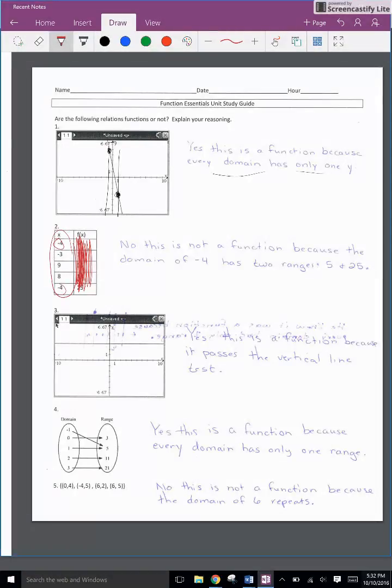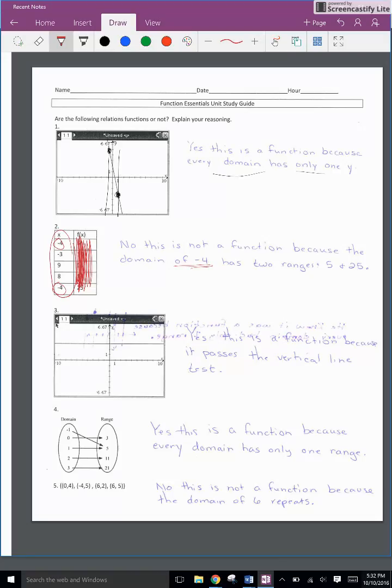I see a domain repeat, so this makes it not a function. So a complete sentence would be, no, this is not a function because the domain of -4 has 2 ranges. And you can be as specific as you want. You can tell us what that range is. So in this case, 5 and -5.